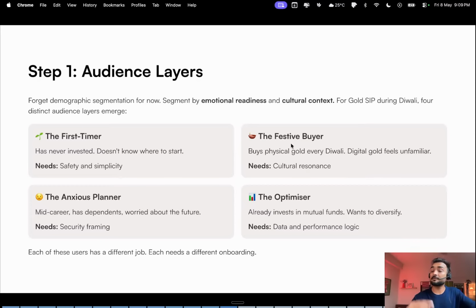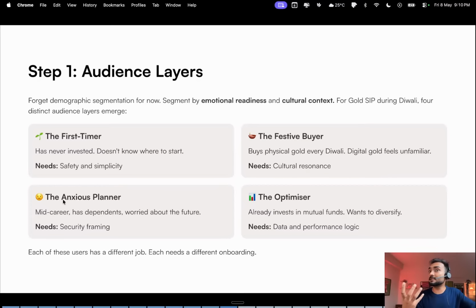Second type of buyer, the festive buyer. These are people who are buying physical gold every single Diwali, and digital gold feels unfamiliar to them because they can't hold it. They like buying gold. What do they need? They need something that resonates with the cultural significance of buying gold. They want their cultural resonance reflected in the experience. If I can make buying digital gold feel like buying physical gold, I give them a digital coin, I give them a digital bar, and they have a closet inside the app where they can see their digital gold. That's the kind of cultural resonance they are looking for.